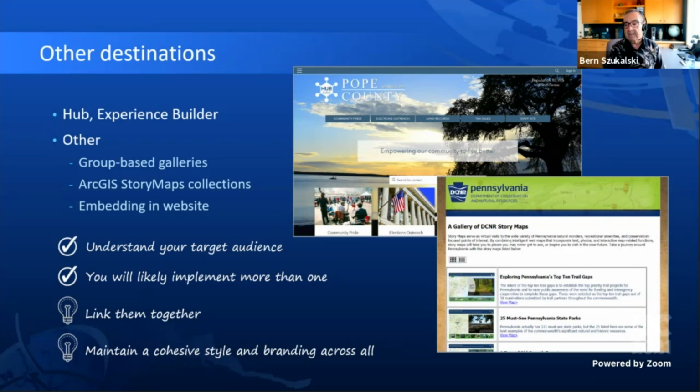Now, a good practice is that you cross-link these destinations so that they can be cross-discovered. For example, link your hub to your homepage and vice versa. And it's also a really good idea to maintain a cohesive style and branding experience across all of your destinations. So using the same color scheme, similar looking look and feels and thumbnails and so forth.